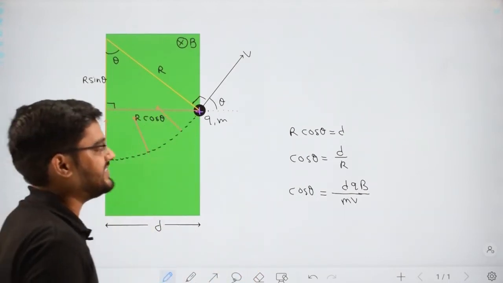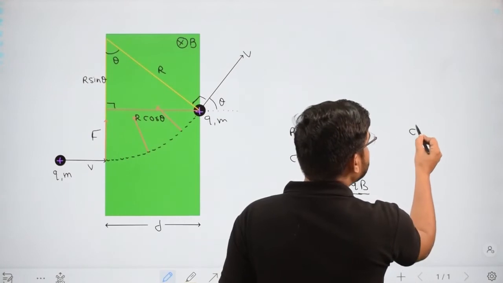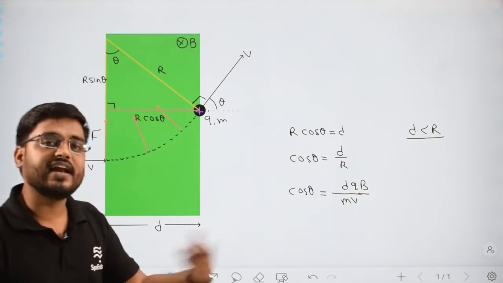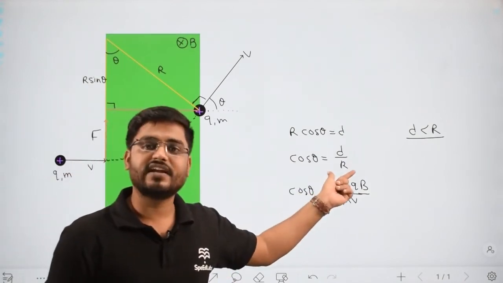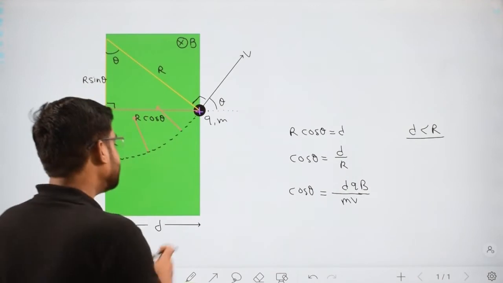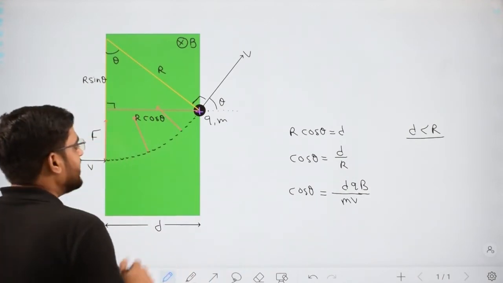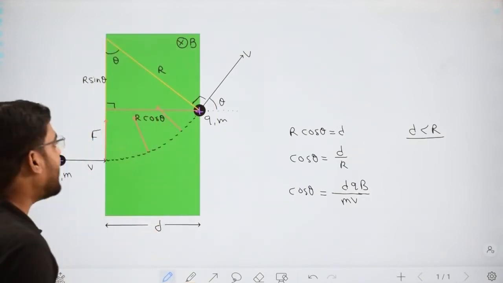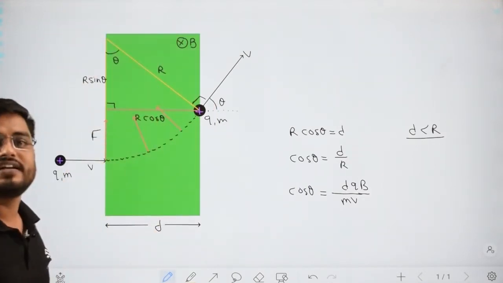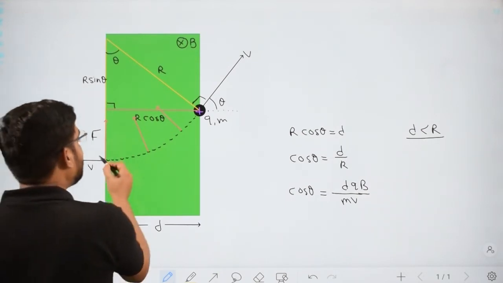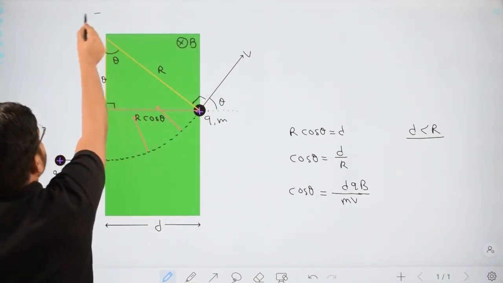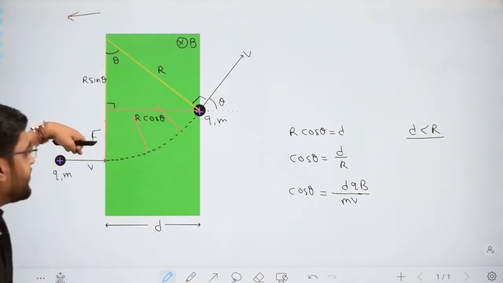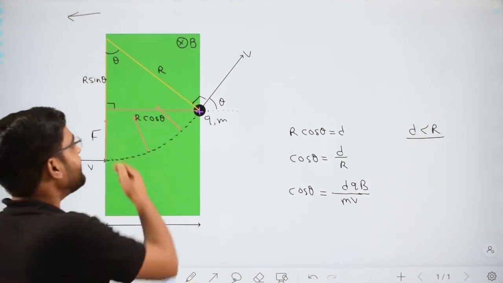There are various cases. If d is lesser than r, then this thing is going to happen. If d is greater than r, then cos theta will be greater than 1, which doesn't make sense, right? So if this width is greater than r, what will happen? It will be able to turn back. And now that depends on the length of the magnetic region. If the length is sufficient, then it will perform a complete semicircular motion and eventually come out from here, right? So it can perform a semicircle, it can perform a partial arc. It can perform any type of motion.